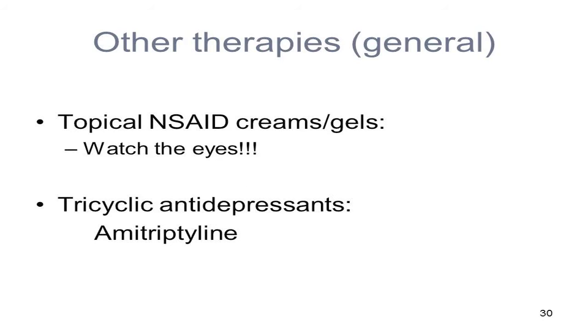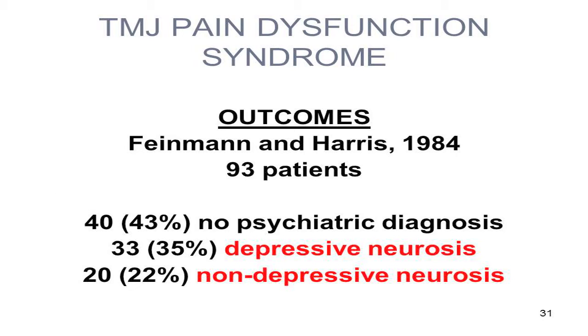Outcome for patients with temporomandibular disorders, and I now move to the next mainstay of treatment, which is the use of the tricyclic antidepressants. The tricyclic antidepressants, note, not other types of antidepressants. And this is a very old study, it's 30 odd years old now, from Feinmann and Harris in London, who looked at 93 patients with TMJ, temporomandibular joint pain dysfunction syndrome, so muscle spasm, painful joints related to clenching and grinding.